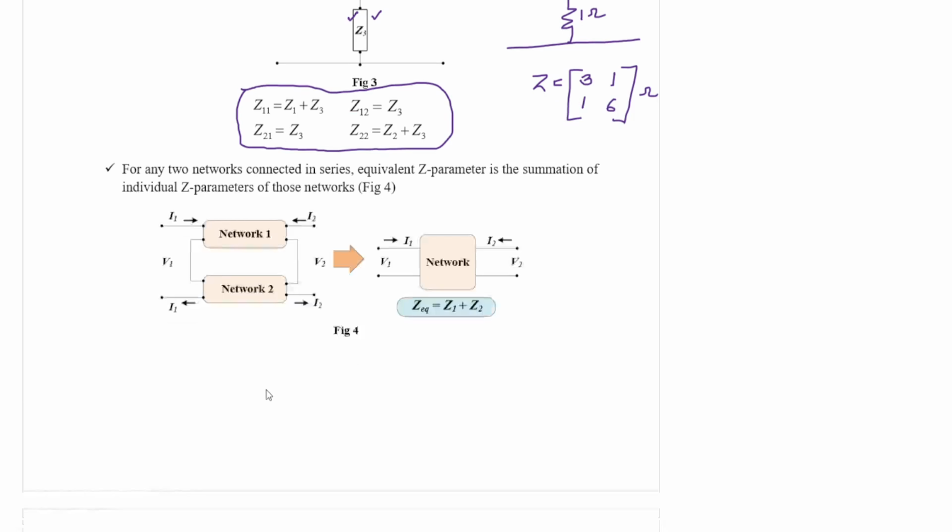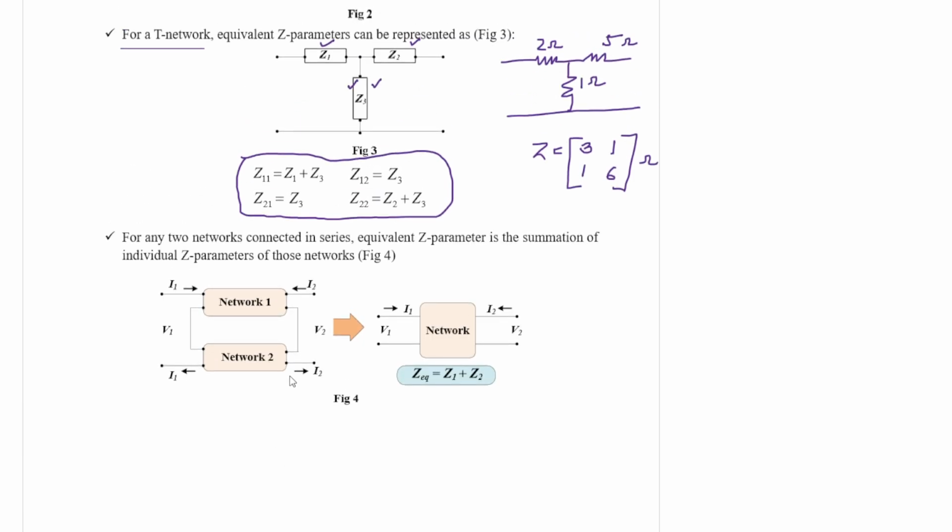Now moving on, if we have a network or a part of the network connected in this fashion, we have network 1 and network 2. This type of connection is called series connection of two networks. Suppose network 1 has a Z parameter Z1 and network 2 has a Z parameter Z2.